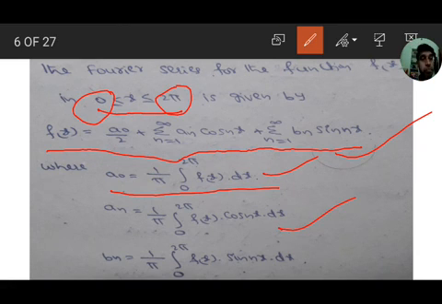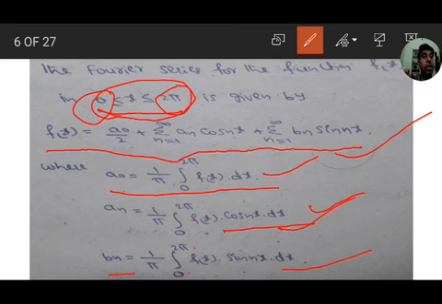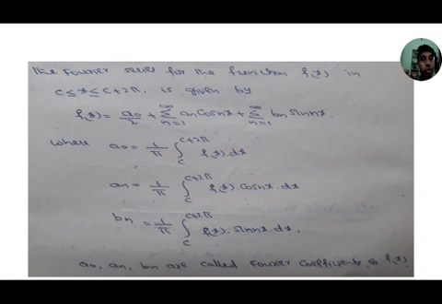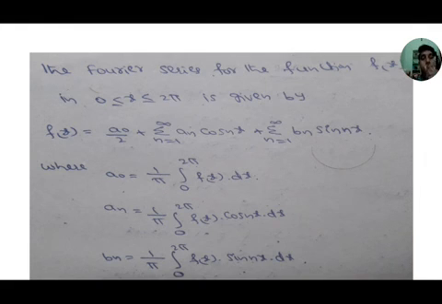a n equal to 1 by pi into integration 0 to 2 pi f of x into cos nx dx, b n equal to 1 by pi into integration 0 to 2 pi f of x into sin nx dx. These are the formulas. Only the limits will change according to the function defined on the interval. Here it was c to c plus 2 pi, so 1 by pi into integration c to c plus 2 pi; here 0 to 2 pi, so 1 by pi into integration 0 to 2 pi.